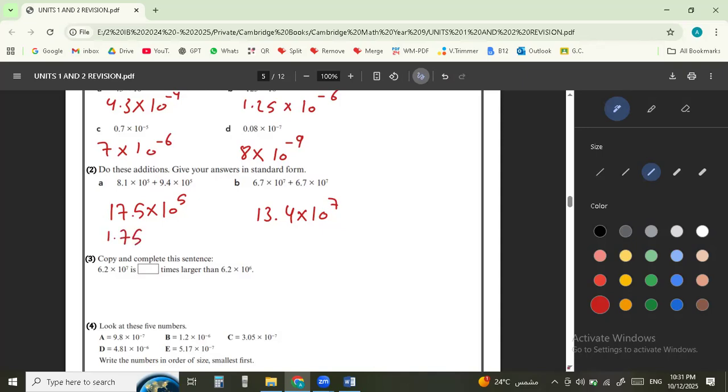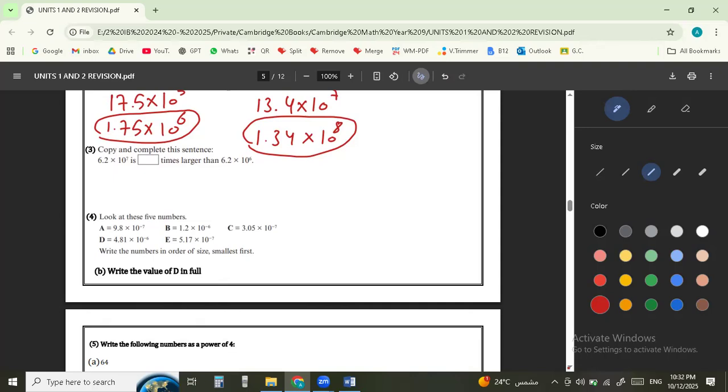It becomes 1.75 times 10 to the power of. You moved it once to the left, then add 1, positive 1, which is 6. Move it once to the left, then positive 1 becomes 8. So this is the final answer. You cannot leave it at the top one over here. You cannot leave this.